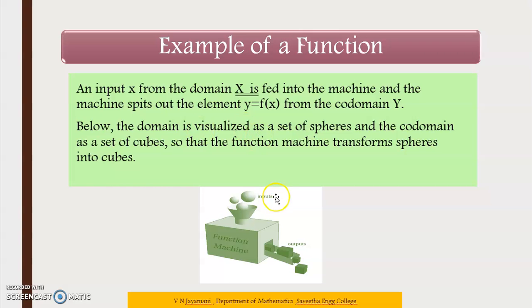That is, here consider one machine. In this machine, the spheres are taken as the inputs and the cubes as the outputs. So for each input we get only one output. So this is an example of a real life example of a function. So next we are looking at the complex variable, complex number.